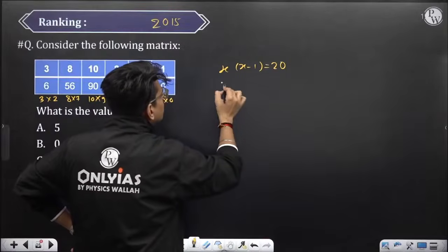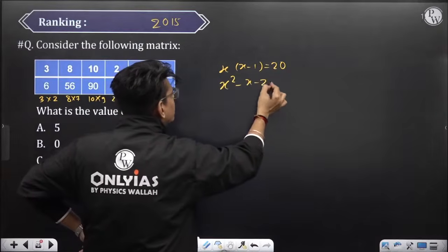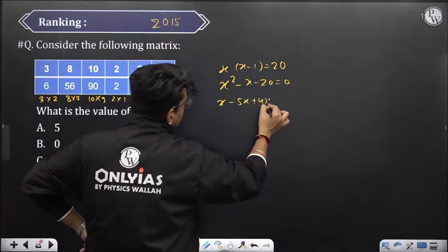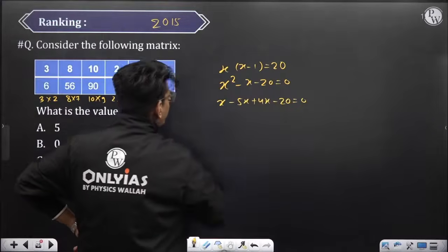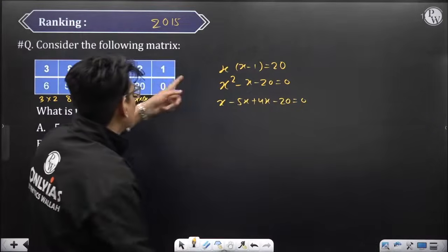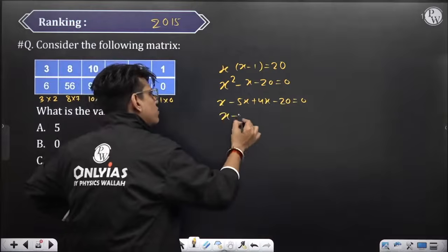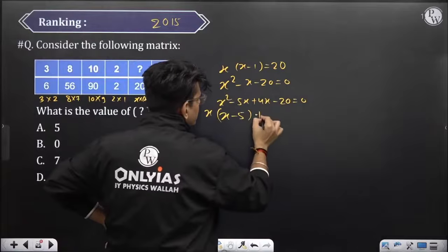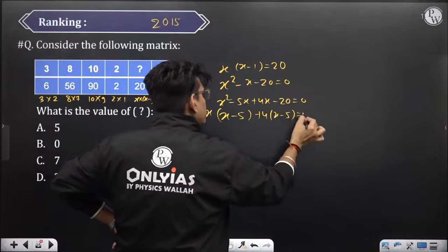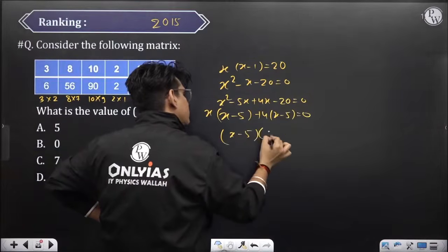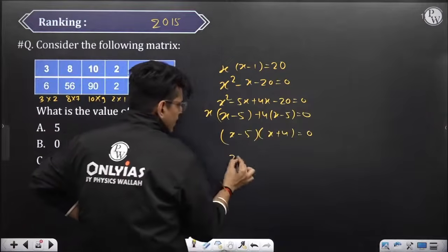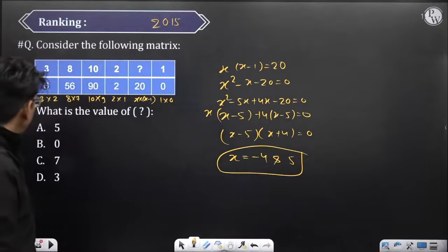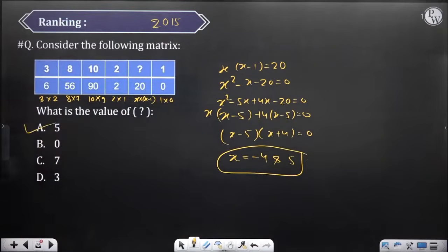But we can also solve a quadratic equation. x square minus x minus 20 equals 0. x square minus 5x plus 4x minus 20. I already know that the value is 5 because by putting option A, I am getting 20. But we can solve it like this also, right? x common, x minus 5 plus 4 common, x minus 5 equals 0. x minus 5, x plus 4 equals 0. From here, x can be minus 4 and 5. From this, the only possible value in the answer is x equals 5.